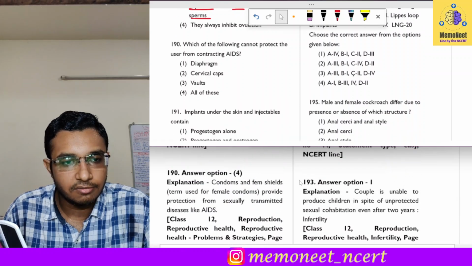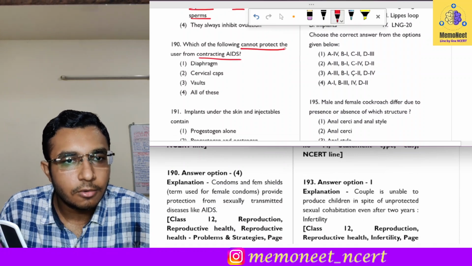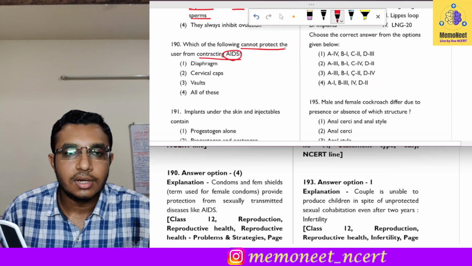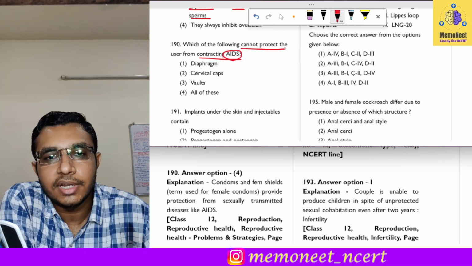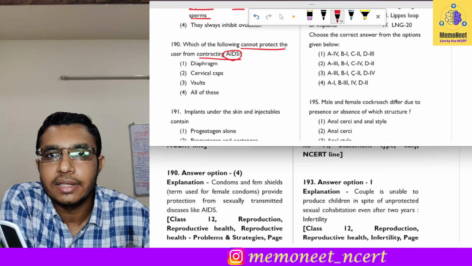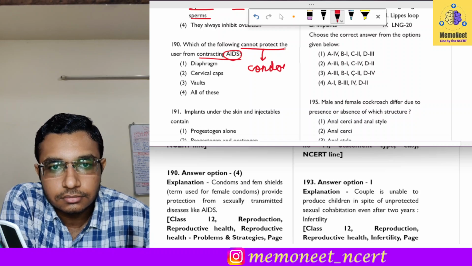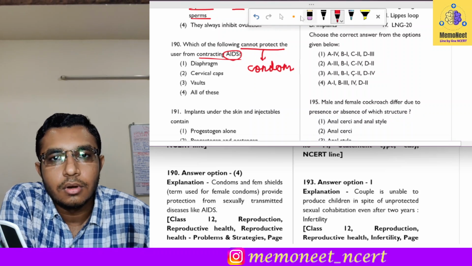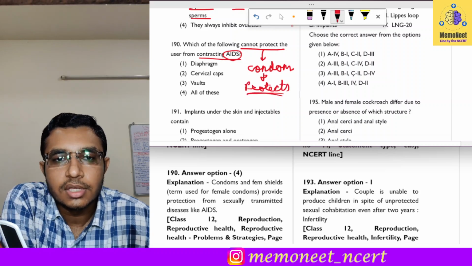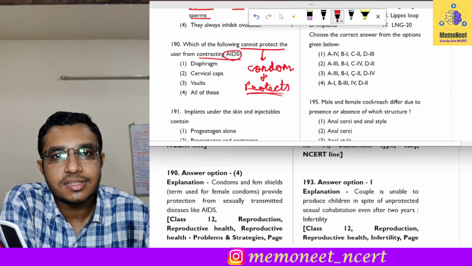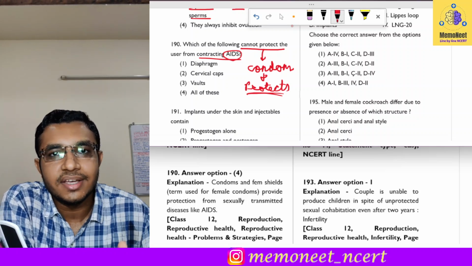Next is question number 190. It states that which of the following cannot protect the user from contracting AIDS. Okay, now see, the barrier method which has been seen to protect the individual from contracting AIDS is the condom. So condom protects. Okay, so along with acting as a contraceptive device, it also protects the individual from contracting certain STIs including AIDS.